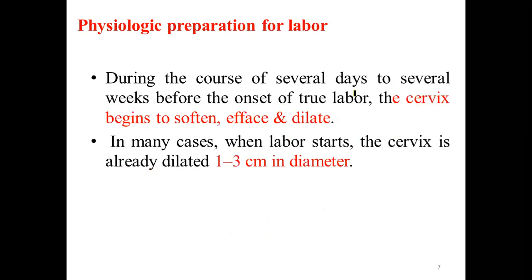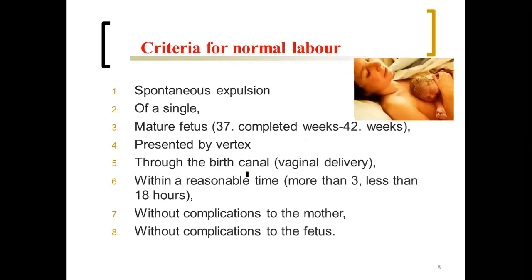In general, during the course of several days to several weeks before the onset of labor, the cervix will begin to soften, efface, and dilate. Those are the common changes. As a result, in the majority of cases, when labor starts, the cervix is already dilated 1 to 3 centimeters in diameter. Those are the major changes we are going to see during labor. So when true labor starts, the cervix is already dilated. This dilation is a result of the physiological preparation that happens before the onset of true labor.